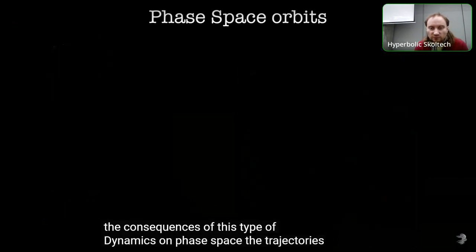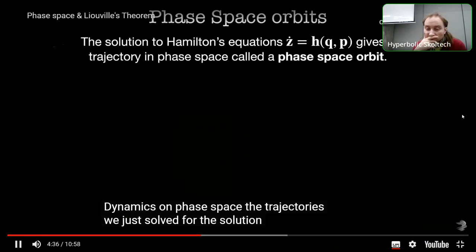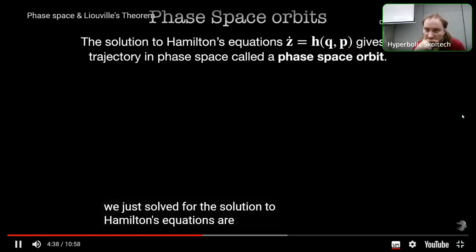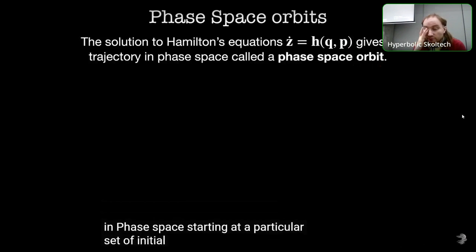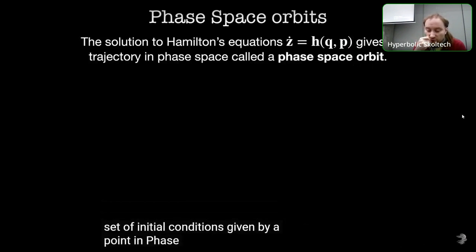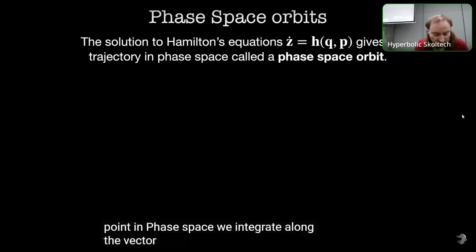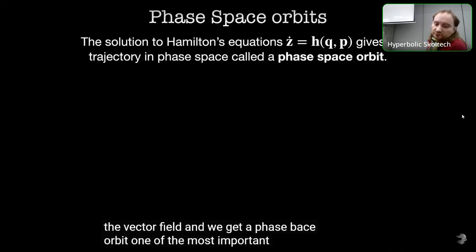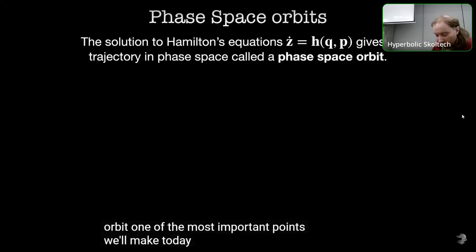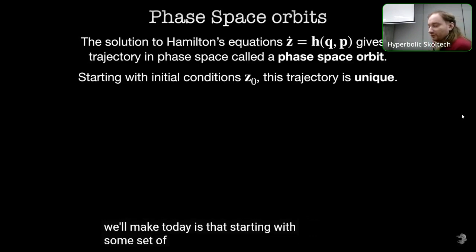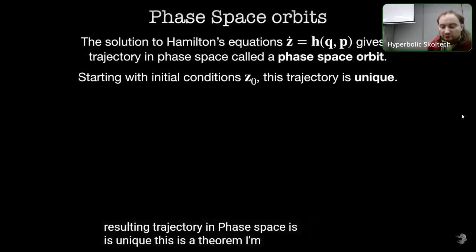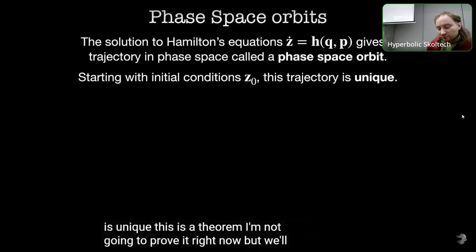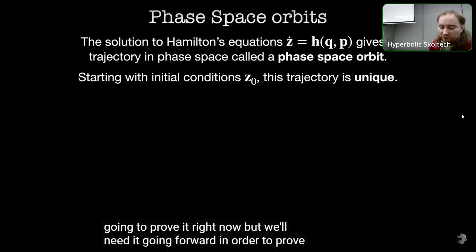The trajectories we just solved for, the solutions to Hamilton's equations, are called orbits in phase space. Starting at a particular set of initial conditions given by a point in phase space, we integrate along the vector field and we get a phase space orbit. One of the most important points we'll make today is that starting with some set of initial conditions, Z naught, the resulting trajectory in phase space is unique. This is a theorem. I'm not going to prove it right now, but we'll need it going forward in order to prove some other results.